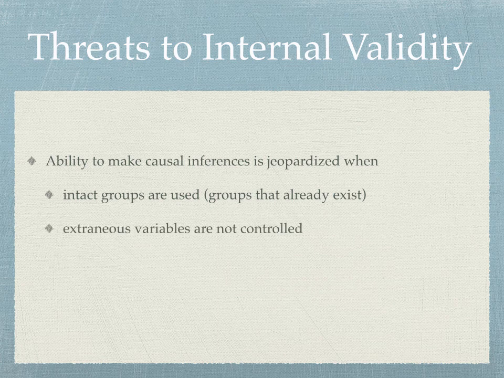Again, anytime we don't control for any of these extraneous variables, they can become confounding variables. So anything that we're allowing to co-vary with our independent variable or our dependent variable can then become a confound.